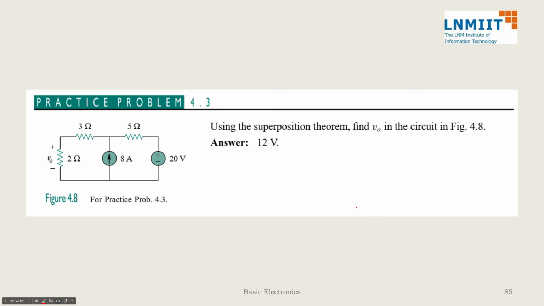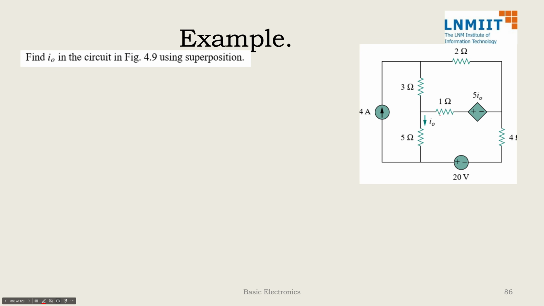Now let us take one more example. Here we have 2 independent sources and 1 dependent source. So please remember, whenever we are disabling the sources, we are disabling only the independent sources. So when I disable this 4 ampere and keep 20 volt, this will still remain. When I disable the other way, it will still remain.